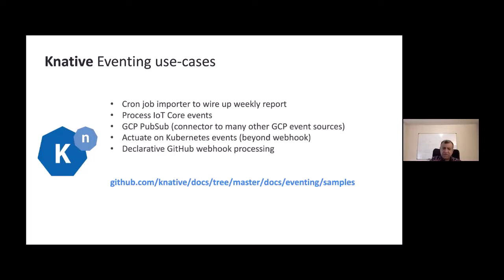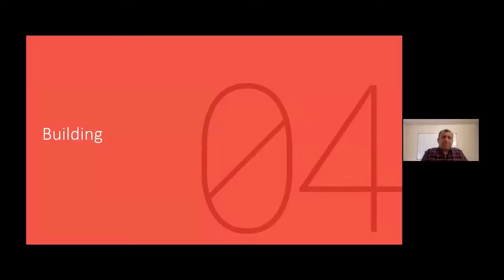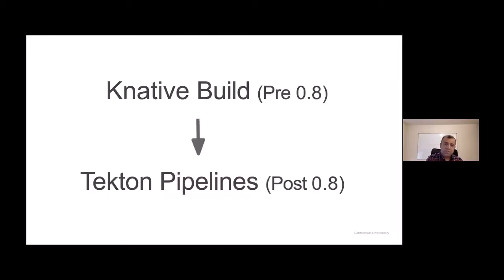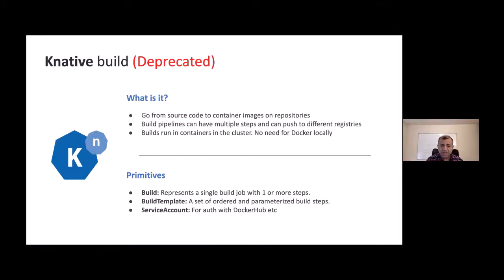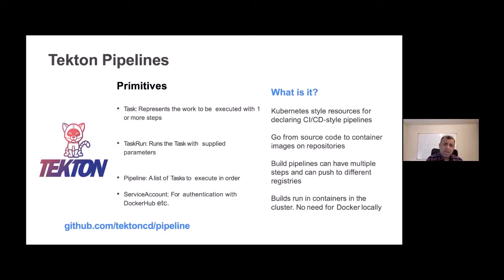The link below gives you some good use cases for eventing. But let's talk about build now. I'm not going to talk too much about build because the original build has been deprecated. Before 0.8 it was Build, now post 0.8, it's Tekton. Build was basically how you would build from your source code to containers and build pipelines. You can define build pipelines, but that's now kind of deprecated, and it has been replaced by Tekton.